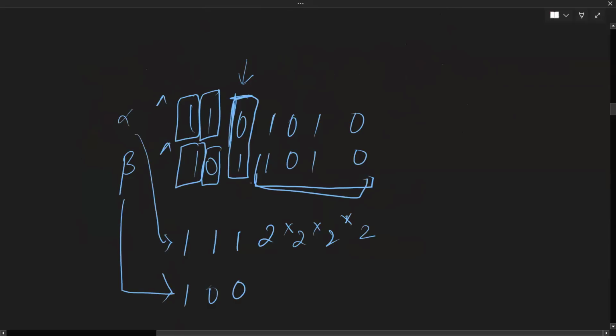Why two possibilities? You can keep a 0 or 1 here. Accordingly, you'll have a 0 or 1 here, same 0 or 1, same 0 or 1. If you decide 0 here, you'll have 0 here. If you decide 1 here, you'll have a 1 here. So basically, it is 2 to the power 4.